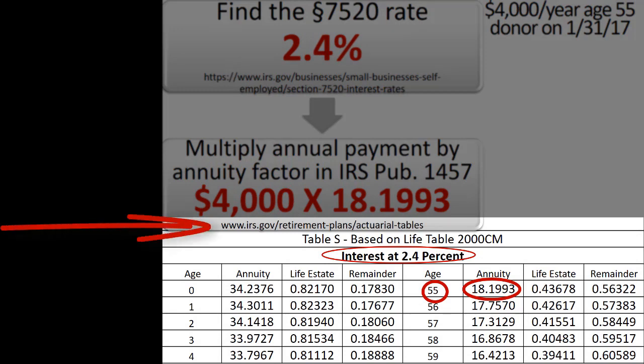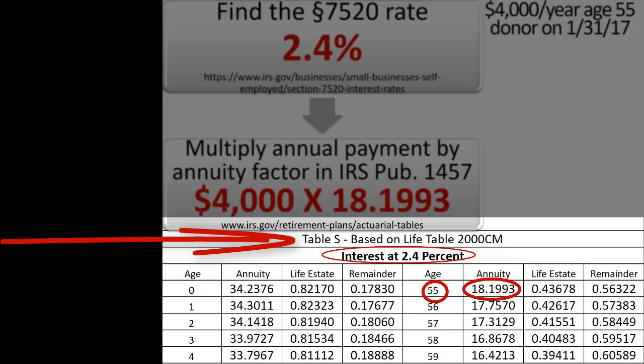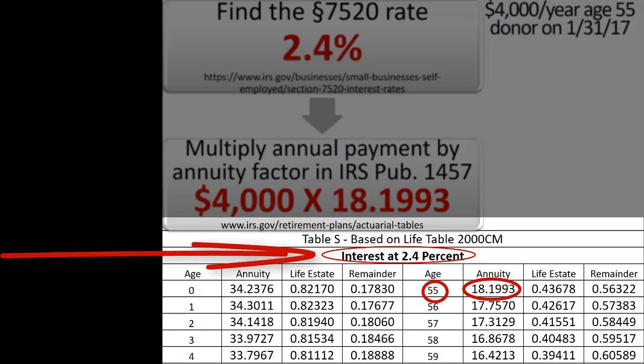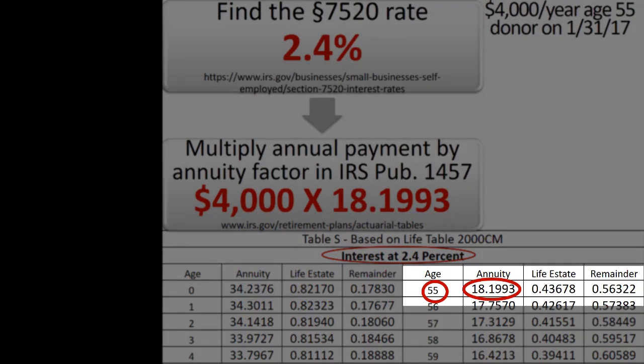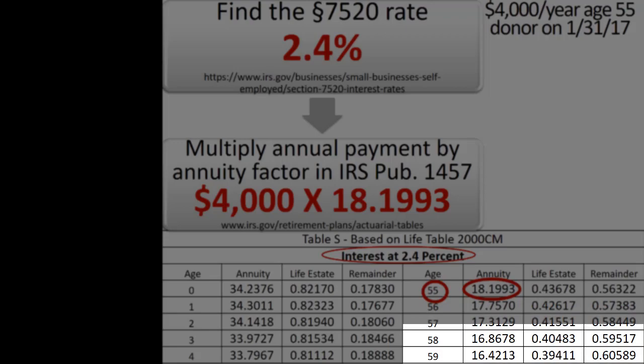After identifying the appropriate Section 7520 interest rate, 2.4%, we next look at the relevant actuarial tables. Going to the IRS webpage provides links for tables of single life factors and last to die factors. In this case, the annuity pays for the life of the donor only, and so we will use the table for single life factors, which is Table S. Scrolling down through this table until we reach the section for a 2.4% interest rate reveals the annuity factor for each age at this interest rate. Because our annuitant is age 55, we will use the annuity factor of 18.1993. Of course, if the annuitant were a different age or if the interest rate were different, then this annuity factor would also be different.